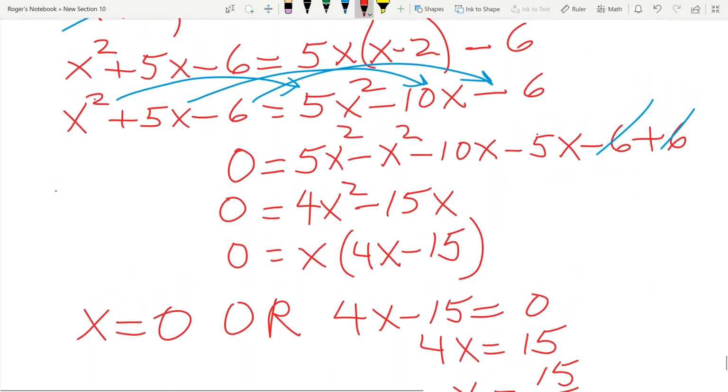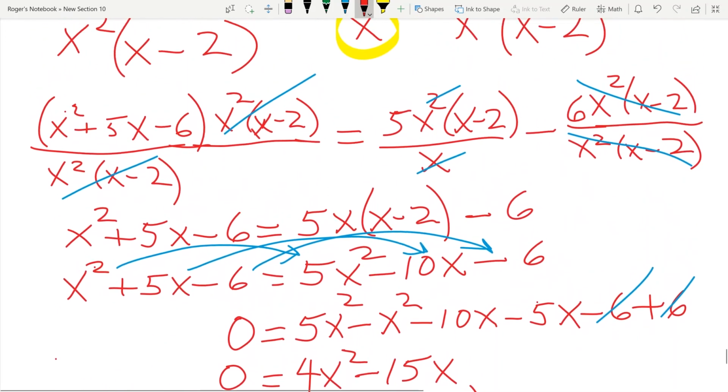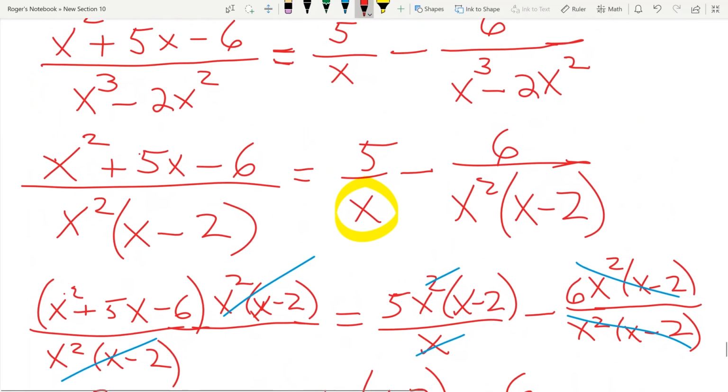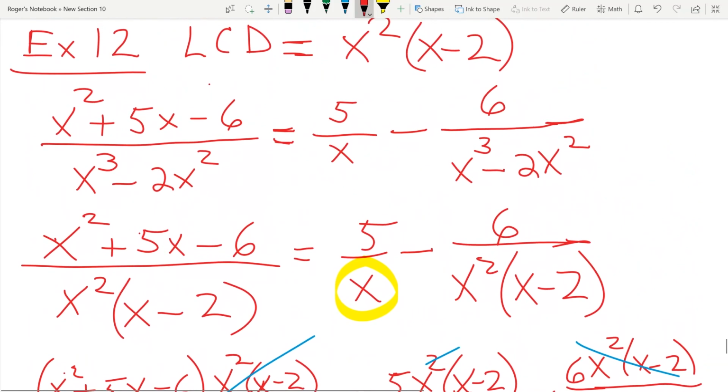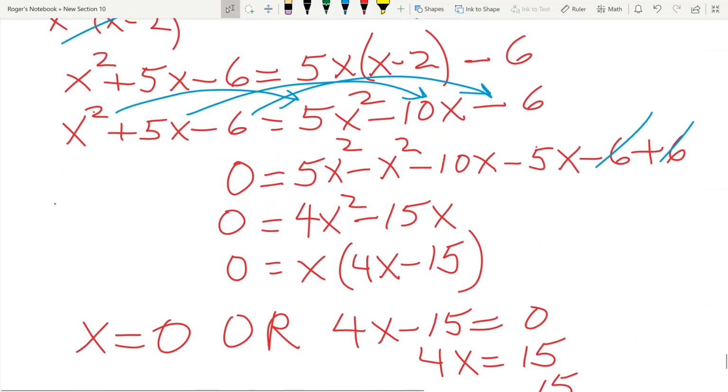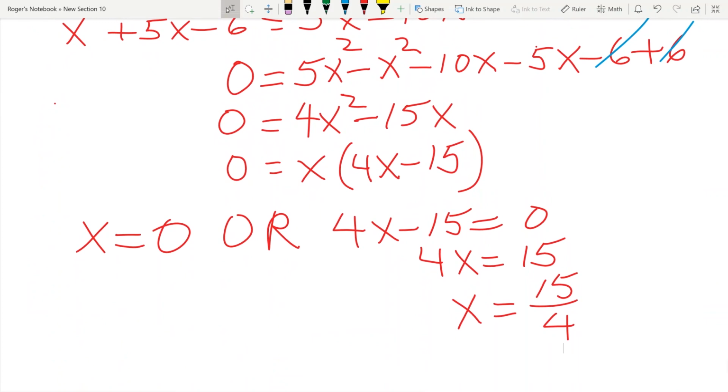So you bring this back up here and you look carefully at the original problem. All right, back up here, where are we? Okay, this is the original problem right here. So you look and you say, if x was equal to 0, would we have 0 in the denominator? Yeah, we'd have 0 in the denominator, so that's not allowed. We have to disregard that value of x. X equals 0 gives us 0 in the denominator, which is not allowed. Therefore, our only option is 15 over 4.